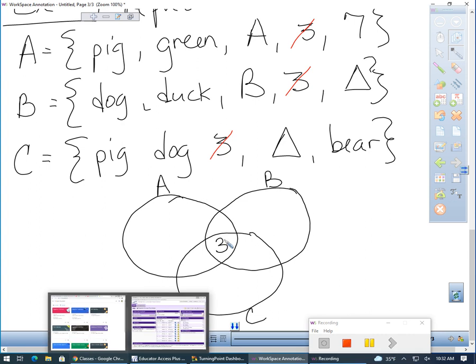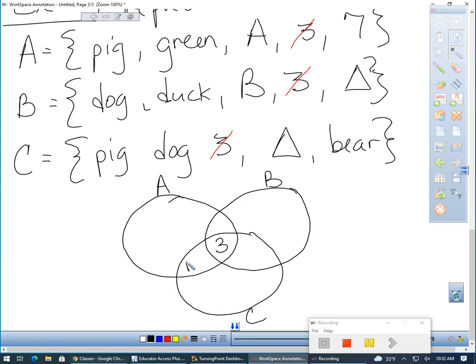Okay. Now let's start with the intersection between A and B. Are there anything else in common in the first 2 sets? Okay. Is there anything in common between A and C? That would go right here. Pig. Pig. All right, so pig goes right here. What would go in this section? That's the intersection of B and C, which is dog and triangle. All right, so we've got pig that we used in both of them. I'm going to cross that out. In this one, we use dog and triangle.